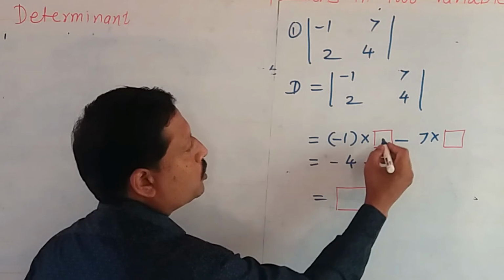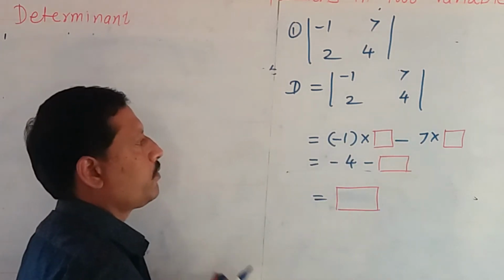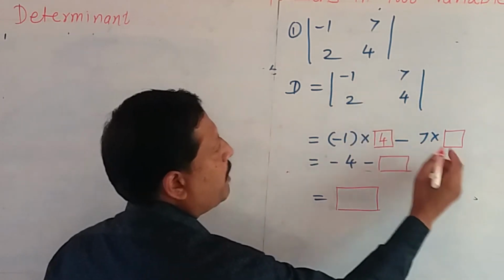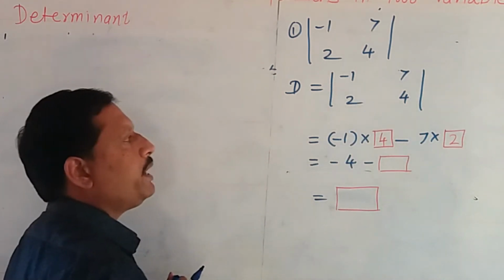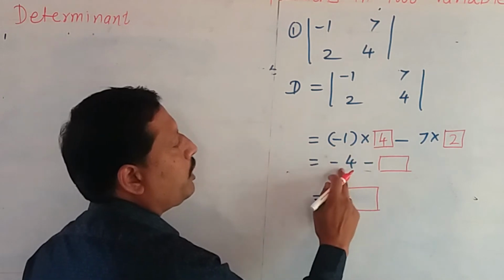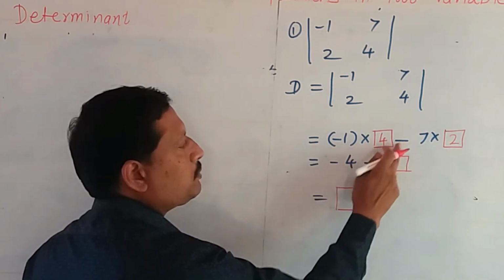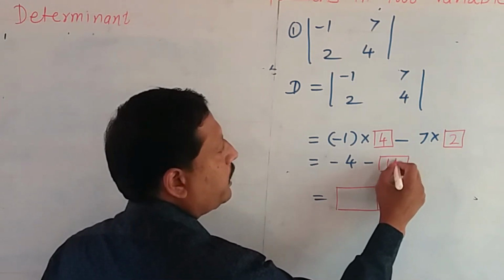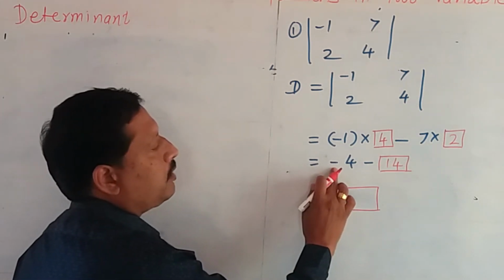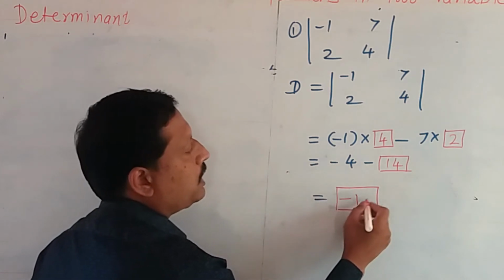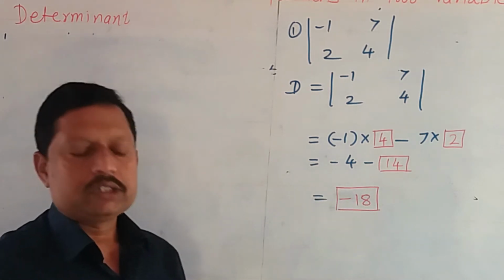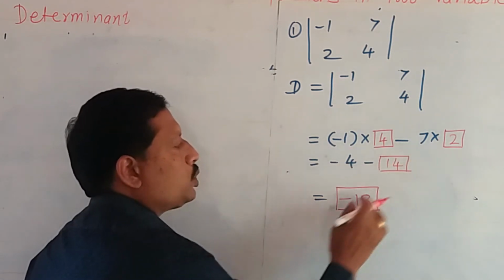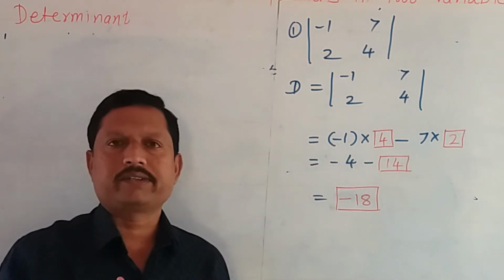Minus 1 into 4. So here we get 4. Here we get 4. Minus 7 multiplied by 2. So right here 7 multiplied by 2. Now minus 1 into 4 will be minus 4, given here. This minus sign is written here. Now 7 2s are 14. So right here 14. Minus 4 and minus 14 will become minus 18. So in this manner, sometimes the example will also be asked. Each box carries half mark. So this example carries 2 marks.